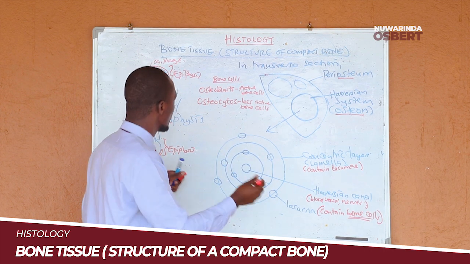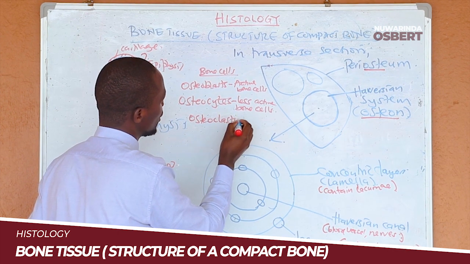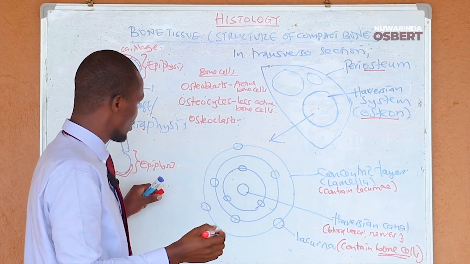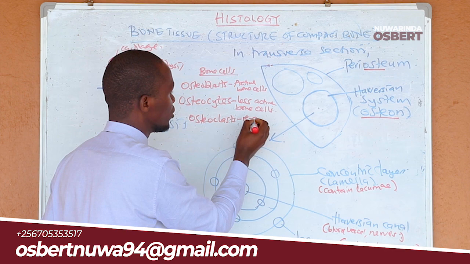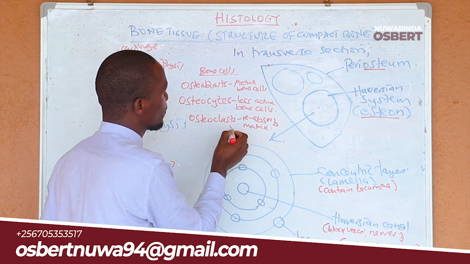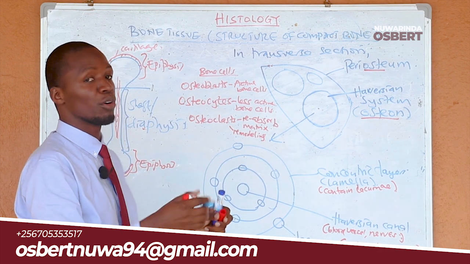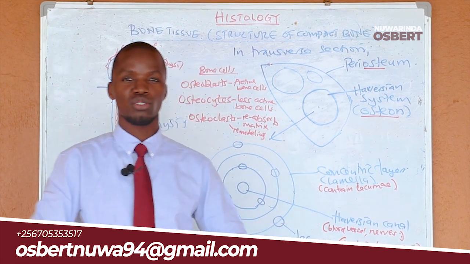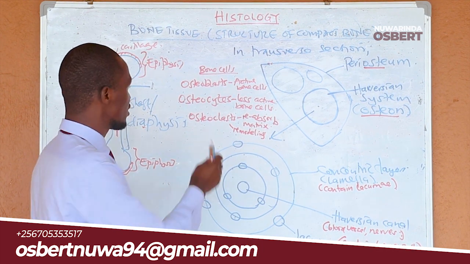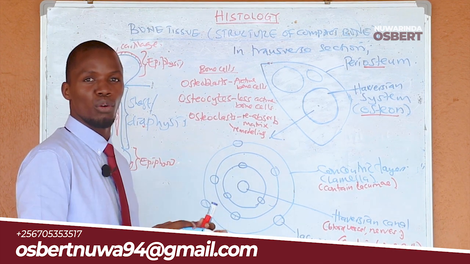Then the other cells we have are called osteoclasts. These osteoclasts are also bone cells which play an important role, whose work is to reabsorb the bone matrix. These ones are therefore important in remodeling of the bone. In case the bone needs to be modified, assume it has grown, for example, you need to form a bone marrow, the work of the osteoclast will come in to absorb the matrix so it can create enough space where we can have a bone marrow.